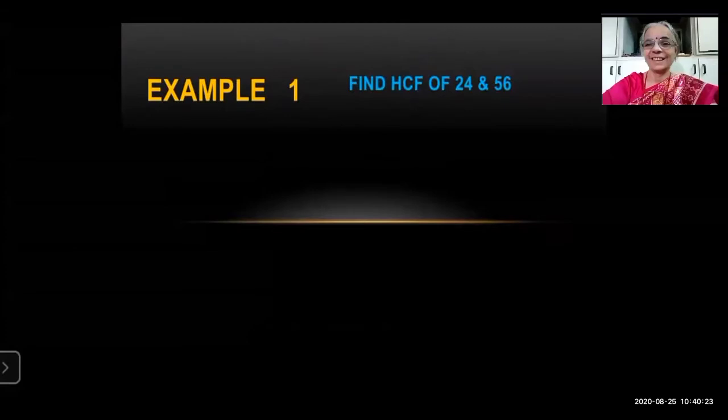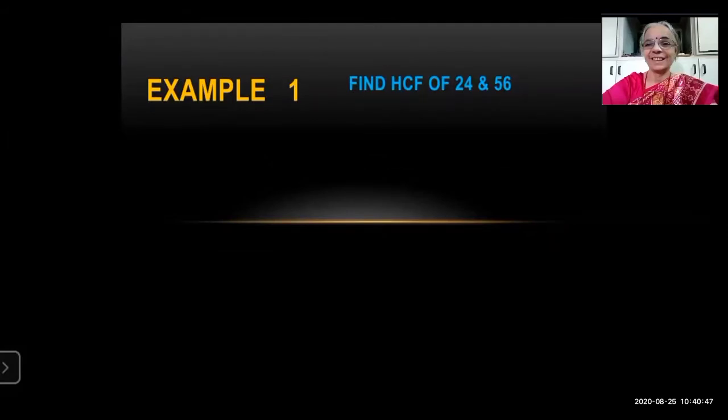So, what is the example over here? Find HCF of 24 and 56. What does it mean, children? It means we need to factorize 24. And then we need to factorize 56.